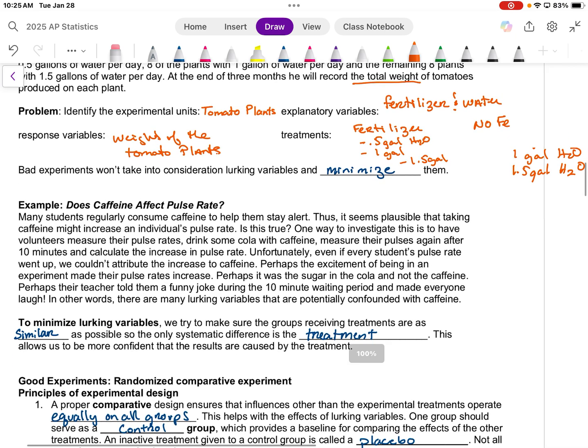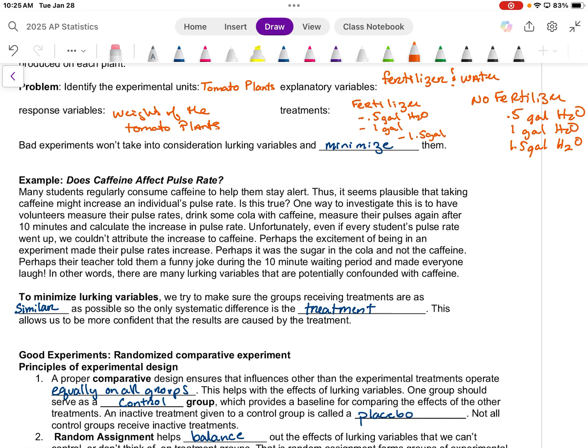Here's an example. Does caffeine affect pulse rate? Many students regularly consume caffeine to help them stay alert. Thus, it seems plausible that taking caffeine might increase an individual's pulse rate. Is this true? One way to investigate this is to have volunteers measure their pulse rate, drink some cola with caffeine, measure their pulse rates again after 10 minutes, and calculate the increase in pulse rate.